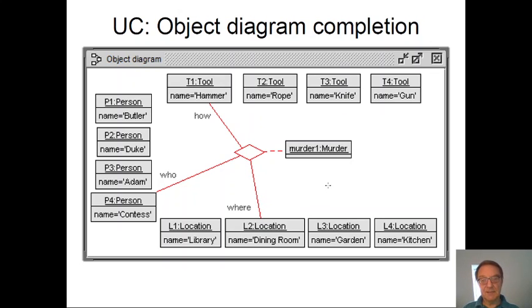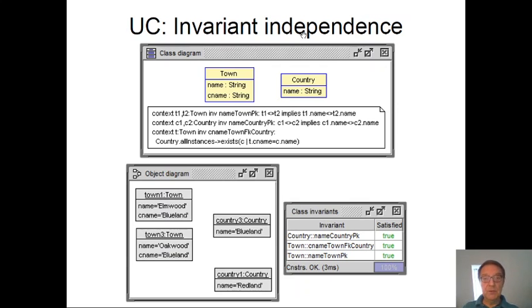So the Countess is a murderer. And that was a second use case, the object diagram completion. The third use case, I have called it invariant independence. As an example, I have considered here an example which comes from the field of database systems.